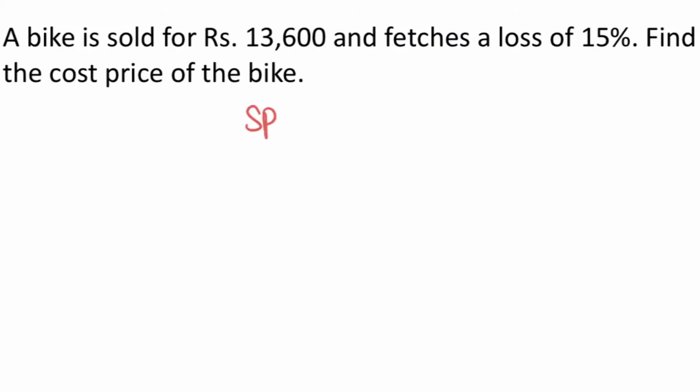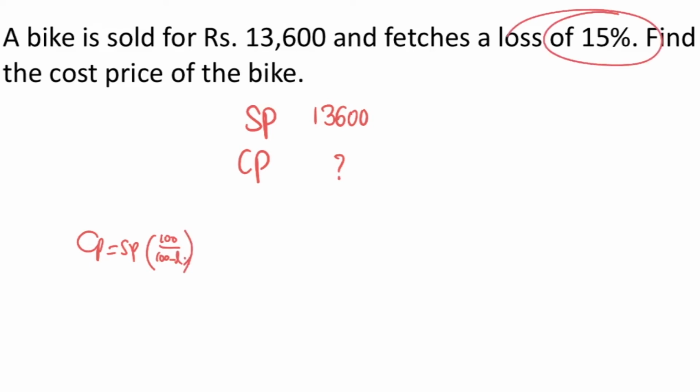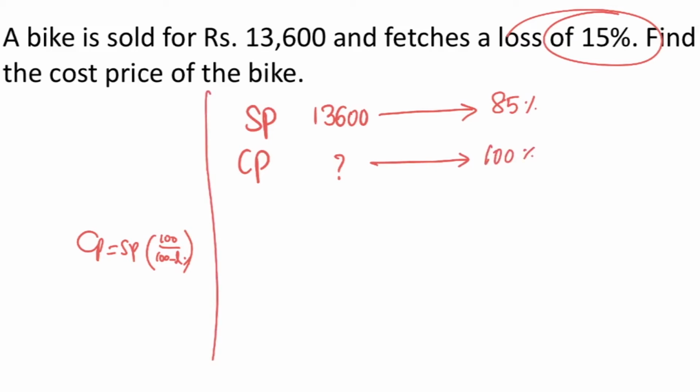Selling price is given and cost price is asked. How much is the selling price? 13,600. The requirement is cost price. You can use the formula CP is equal to SP into 100 by 100 minus L%. It is sold at 15% loss, which means it is sold at 85% of the value. Cost price is required. I told you cost price is always 100%.